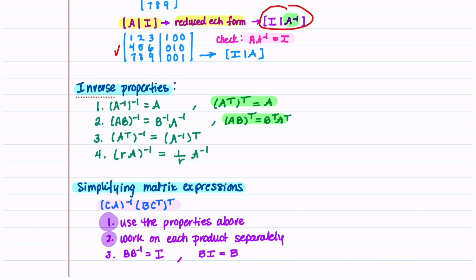You want to work on each product separately. Like this one has 2 products. Do the first one and then the second one. And then things to keep in mind are that a matrix B times its inverse is equal to the identity. And then if you take a matrix and you multiply it by the identity, you just get the matrix back. That's just like multiplying a variable x times 1, you get x back.